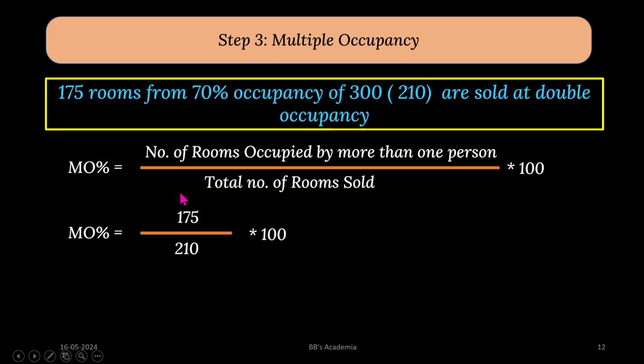In this case, number of rooms occupied by more than one person is 175 rooms. It is mentioned already in our case study. Total number of rooms sold, how many? 70% occupancy of 300, that is 210, multiplied by 100. And what is the figure? Figure is 83. Okay, so multiple occupancy is 83%. Clear? Very simple to calculate.